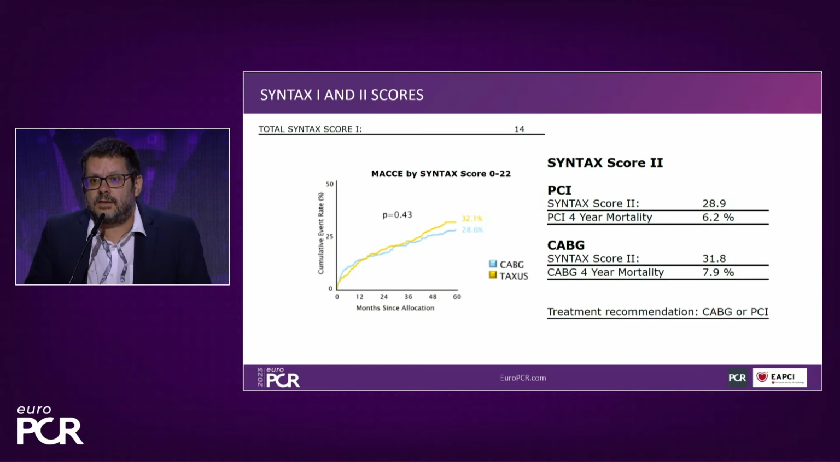So we did the SYNTAX score. The anatomical SYNTAX score is 14, and the SYNTAX 2 score, as you can see, shows more or less equipoise between PCI and CABG. So we could decide one thing or the other.